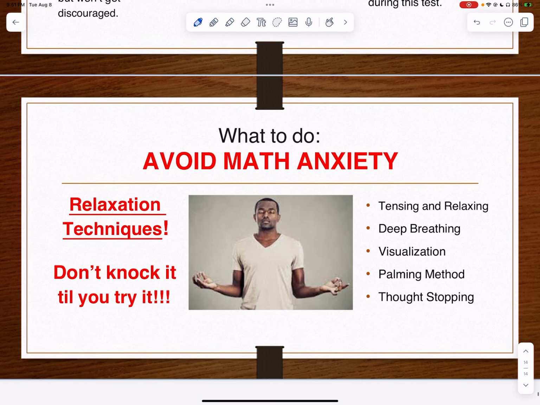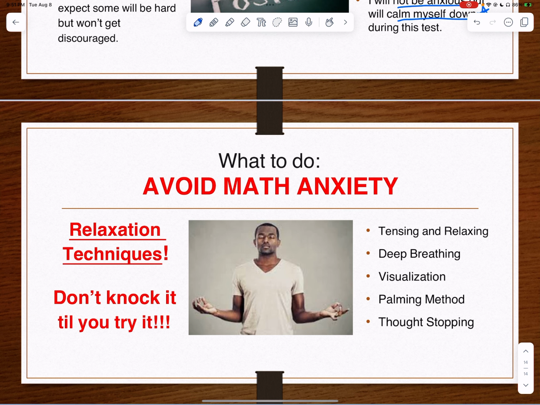And you math anxiety people, you know what I'm talking about. All of you that don't get math anxiety, pat yourself on the back. Yay, you.